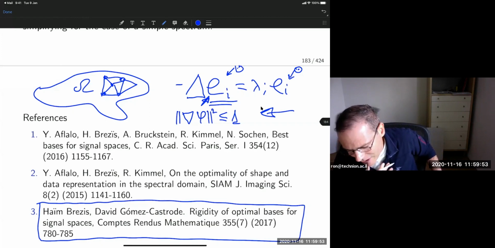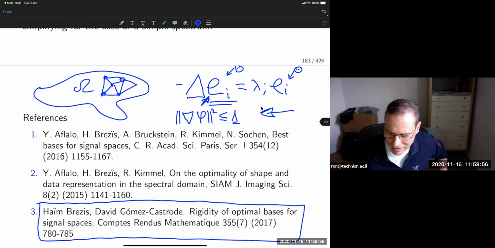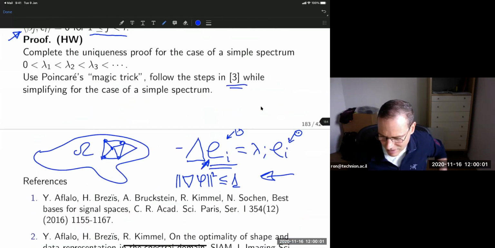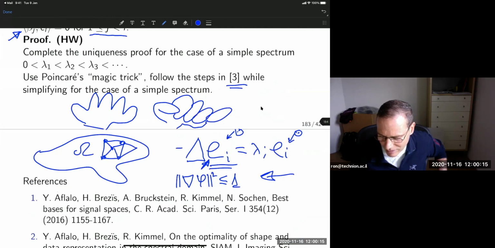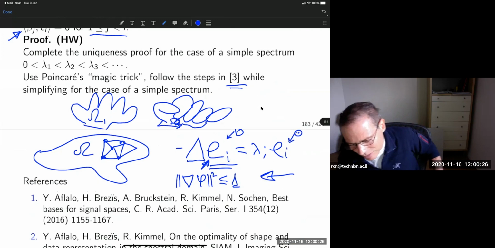In my business, what we do is we look, for example, at two objects. Let's think of one shape which is defined like that, and another shape which is defined like that. Okay, a hand in two configurations. Now, these two domains, this is omega 1 and omega 2. And in fact, you can think of these omegas as living in two completely different spaces.